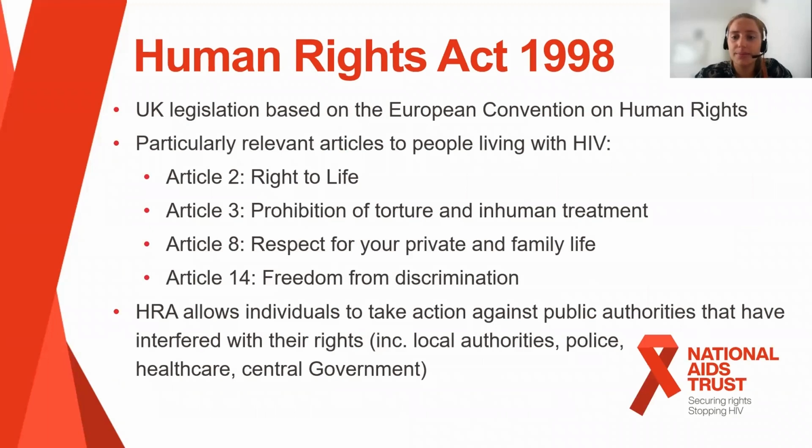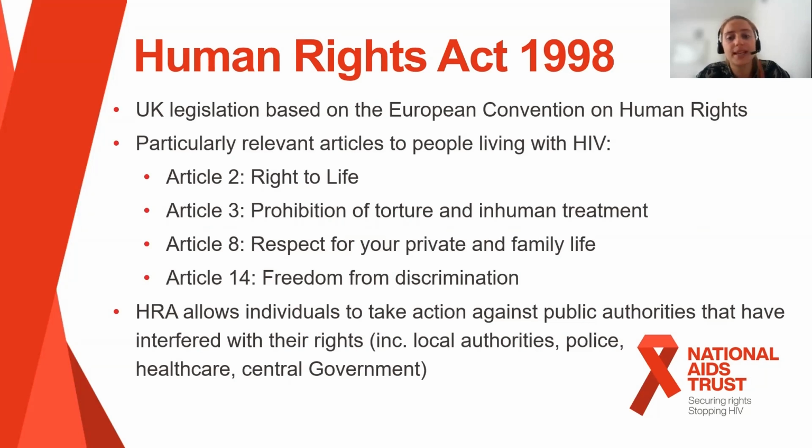And finally, the Human Rights Act 1998 is the piece of legislation which brings the European Convention of Human Rights into UK law. And the Human Rights Act describes rights as a series of articles, and particularly relevant articles to people living with HIV are Article 2, which is the right to life. So for example, if a prisoner living with HIV has their medication withheld and then dies in prison, Article 2 would be very relevant for their family when trying to get justice.